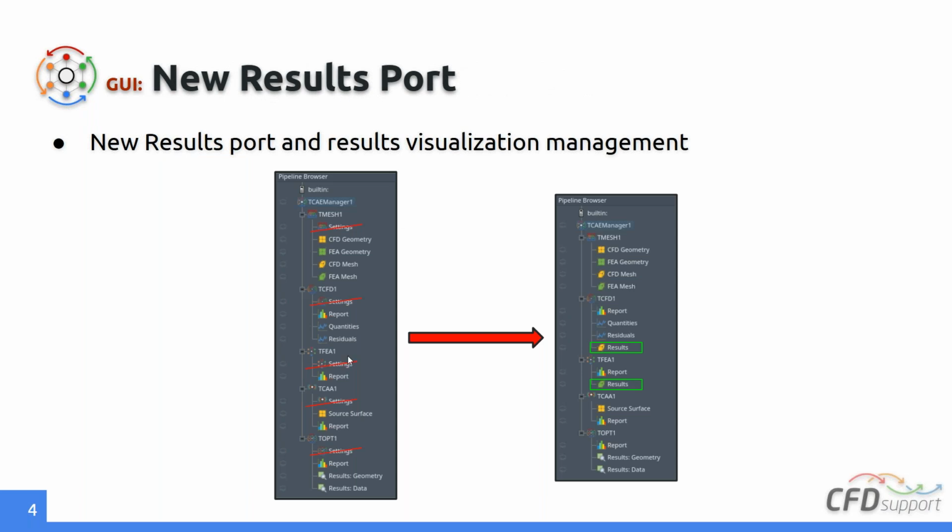Then connecting with this pipeline browser, we redesigned the results visualizations. It was somehow cut off from our standard workflow. So now each module has its own results port, using which you can visualize the data. So the results visualizations are now connected directly to the given module. It's not visualized apart as in the previous version, but directly within the given module.